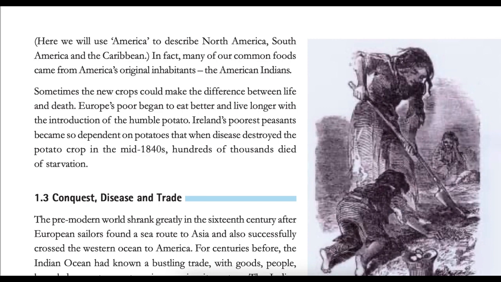Sometimes the new crops could make the difference between life and death. Europe's poor began to eat better and live longer with the introduction of the humble potato. Ireland's poorest peasants became so dependent on potatoes that when disease destroyed the potato crop in the mid-1840s, hundreds of thousands died of starvation.